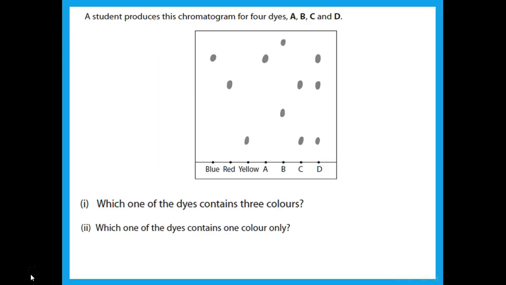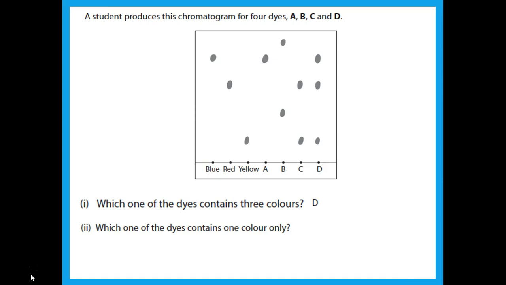A student produces this chromatogram for 4 dyes A, B, C, D. So he has A, B, C, D, and he's comparing them to blue, red, and yellow. Which one of the dyes, A, B, C, or D, contains 3 colors? Remember, 3 colors means it gives 3 spots, and the spots are given horizontally along the same line as the spot that we originally put. So A gives 1 spot, B gives how many spots? 2. C gives 2 spots. D gives how many? 3. So it is D that has 3 colors. If it gives 3 spots, it has 3 colors.